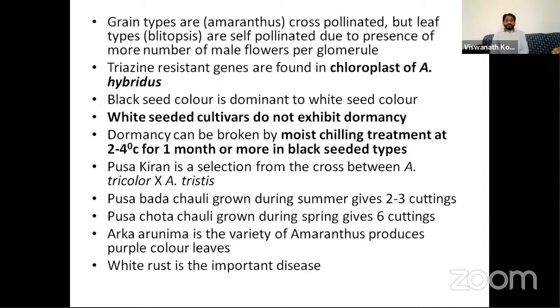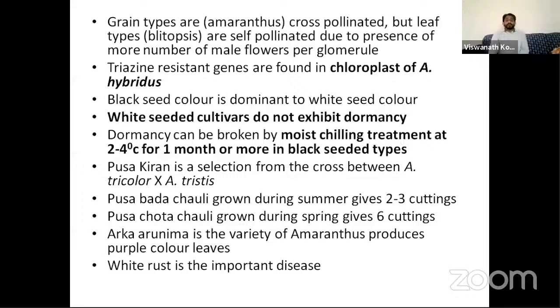Pusa Kiran is a selection from the cross between Amaranthus tricolor and Amaranthus tristis. Pusa Chhoti Chaulai and Pusa Badi Chaulai are varieties. Arun is a variety of Amaranthus that produces purple color leaves, and Amaranthus tristis is important to see.